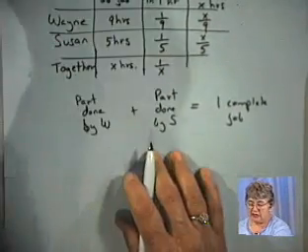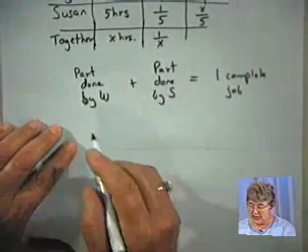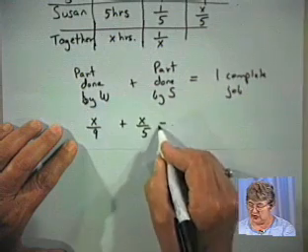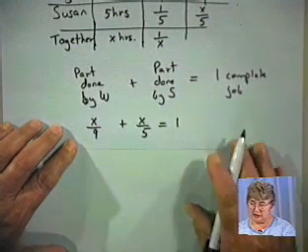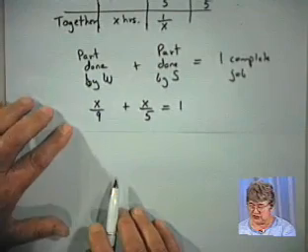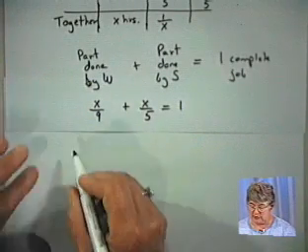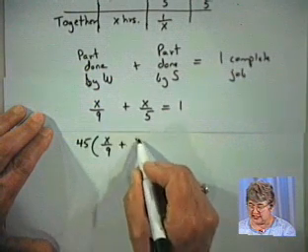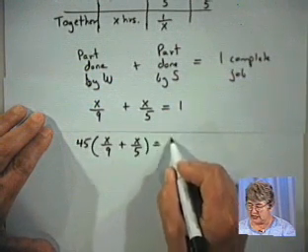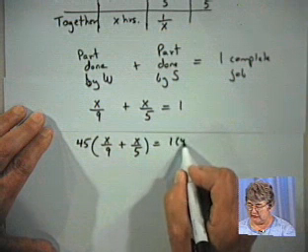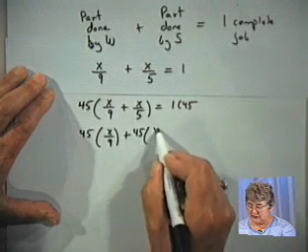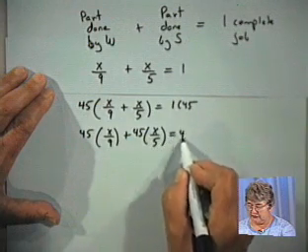So we know that the part of the job that's done by Wayne is X over 9. The part that's done by Susan is X over 5. Together they will do 1 job. An equation which involves fractions. So let's multiply both sides of the equation by the lowest common denominator. 45 times X over 9 plus X over 5 equals 1 times 45. 45 times X over 9 plus 45 times X over 5 equals 45.